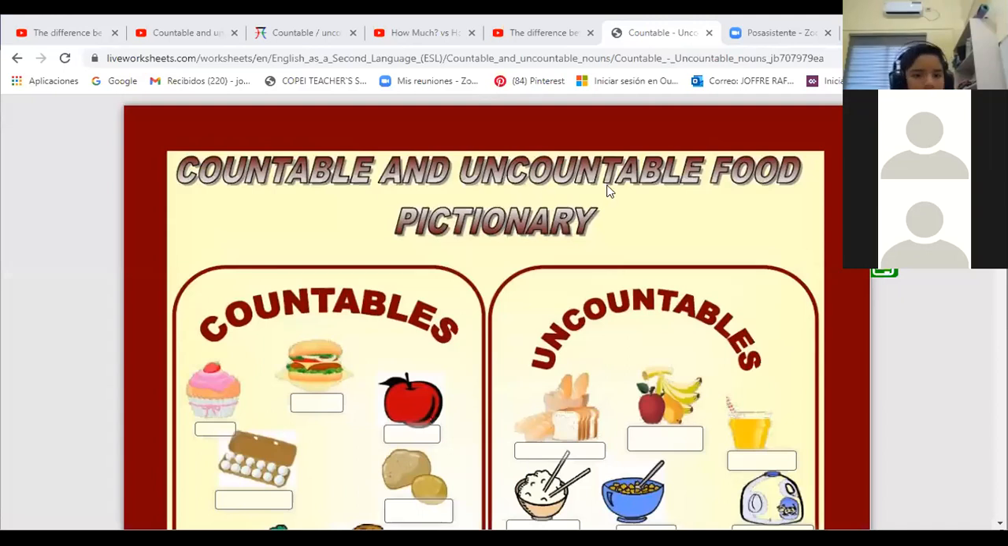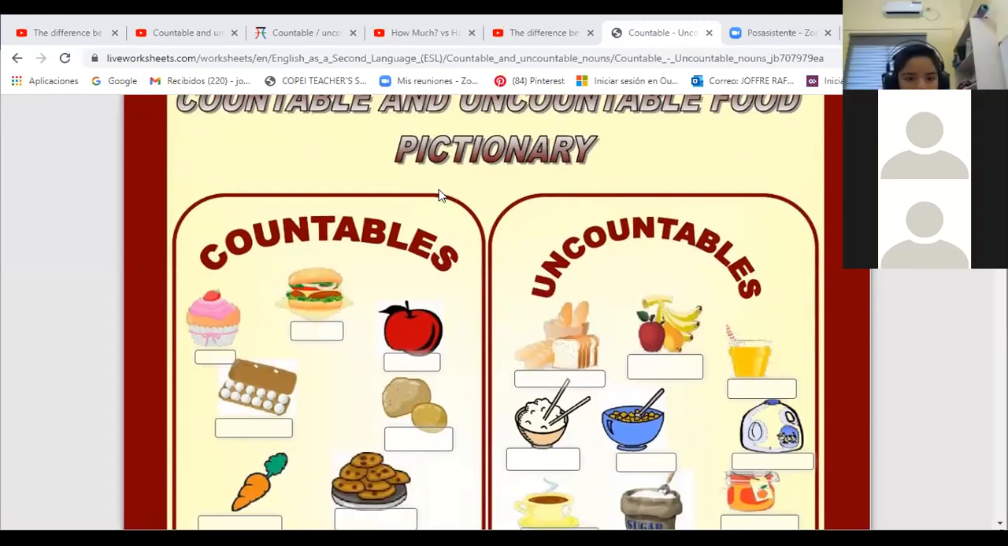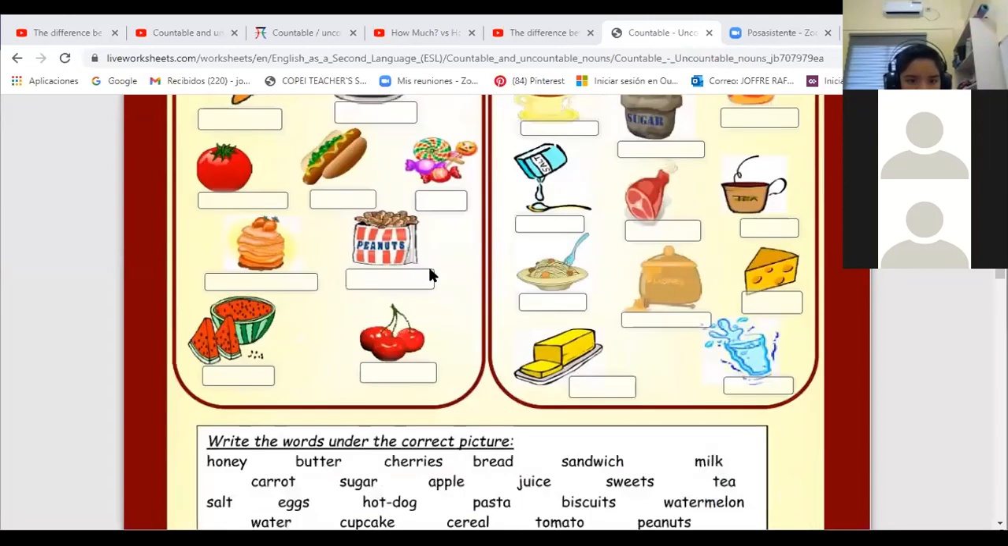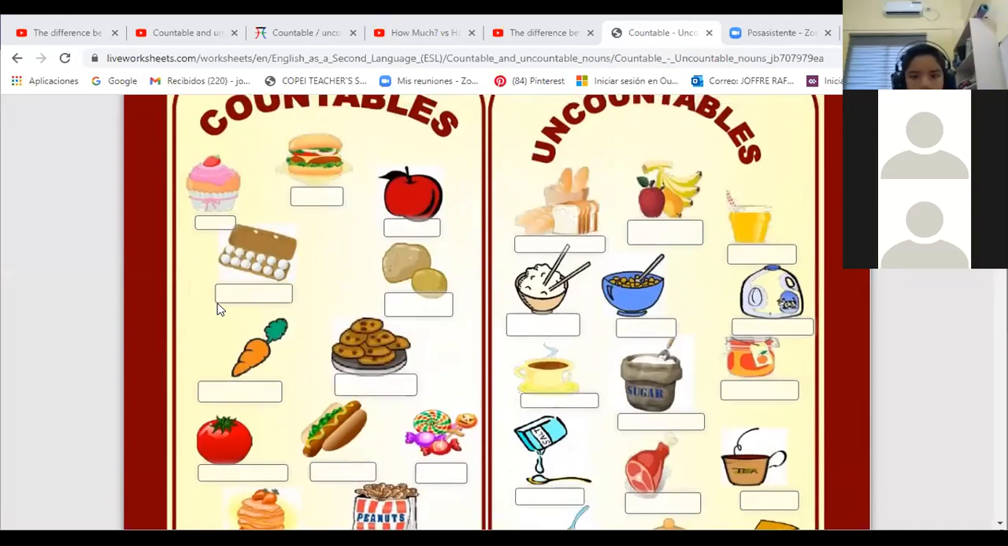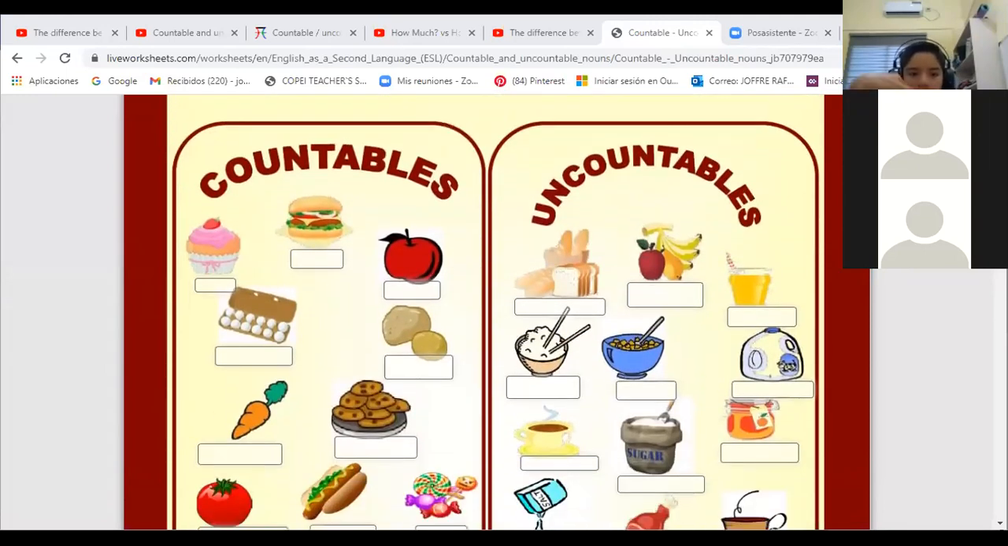Countable and uncountable food pictionary. Pictures, the countable and uncountable. So you have to place, for example, here are the words. Write the words and the correct picture. Okay, for example, this countable. Give me an example. Apple. Hamburger. Sorry, let's put burger because the space is very small. Burger. This one? Apple.